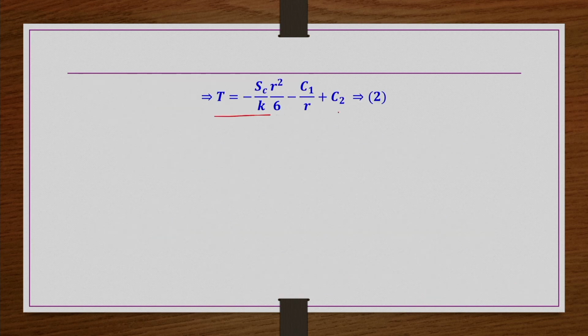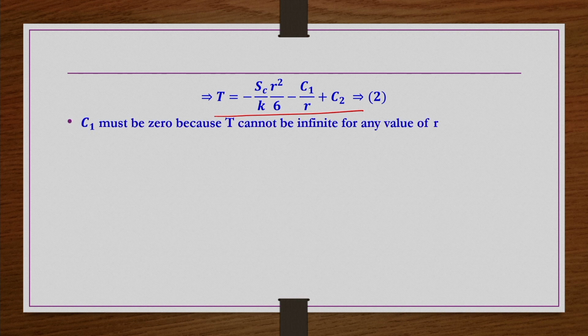So, the same equation is written here again. C1 must be 0 in this case, because this temperature cannot be infinite for any value of r, and if you substitute r equal to 0, that is at the center, this equation is going to produce an infinite value, which is not acceptable. So, C1 must be 0. So the final simplified temperature is this one. Now this C2 we have to find out.